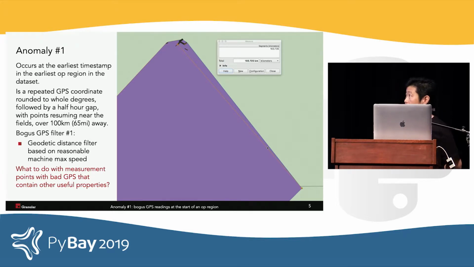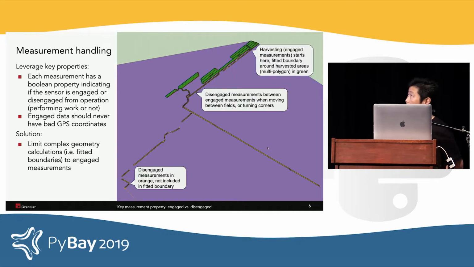And we can use a very simple geodetic distance filter based on reasonable max machine speed because there is no tractor on Earth that can go 200 kilometers an hour. But the question is, even though we have some bogus points here, what do we do with those points that have bad GPS because the measurements collected are more than just GPS coordinates? So take a look at here, and it really depends on the domain. With the data that's being collected here, we're lucky that we have a specific property that is recorded with each point. That is whether the machine is engaged or disengaged.